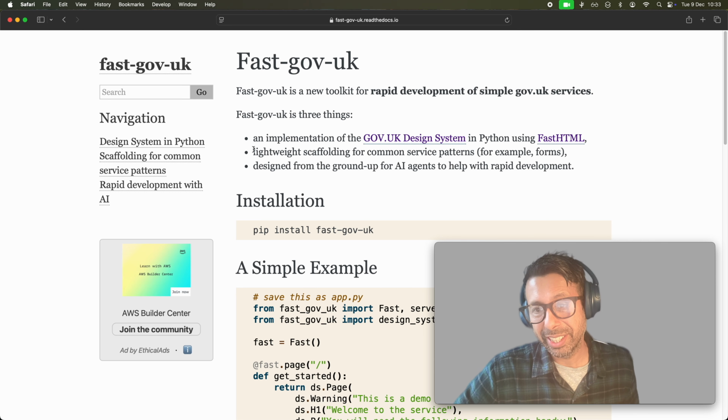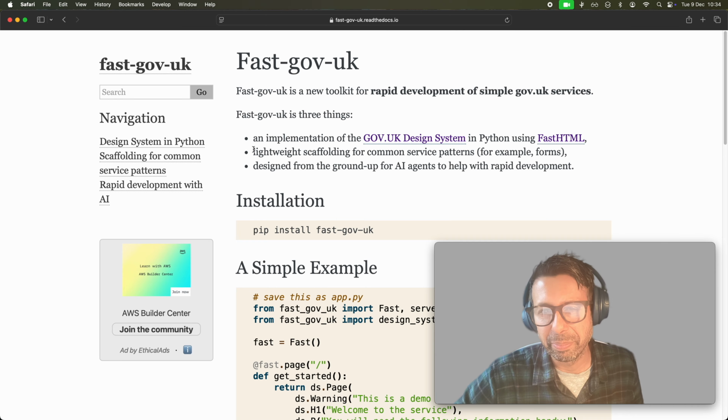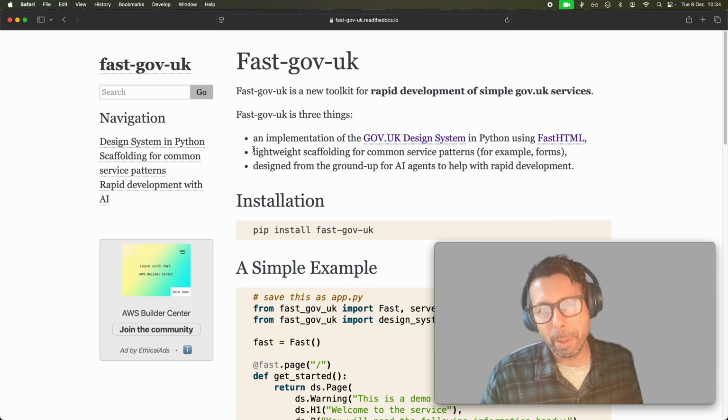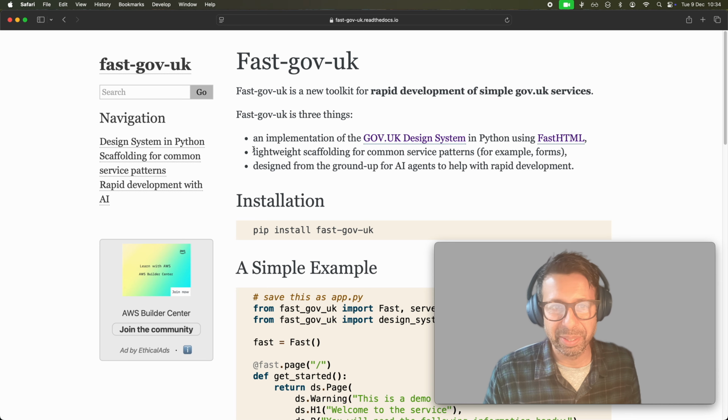So it does three things at this moment in time. The first one is it's an implementation of the gov.uk design system in pure Python. It's done using something called fast.html. If you don't know about it, look it up. The second thing is that it's got lightweight scaffolding for common service patterns like forms and wizards, also called question pages in gov.uk design system. And finally, all of this is implemented in a way that plays really nicely with AI agents, right?